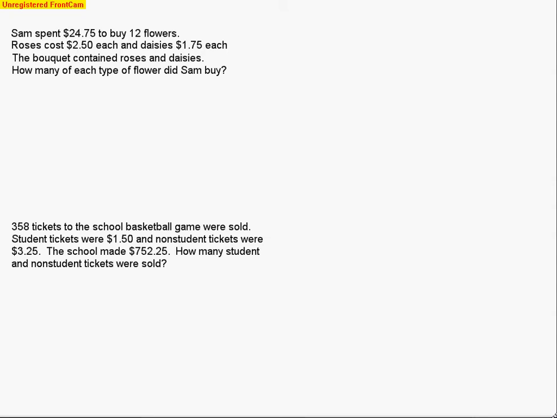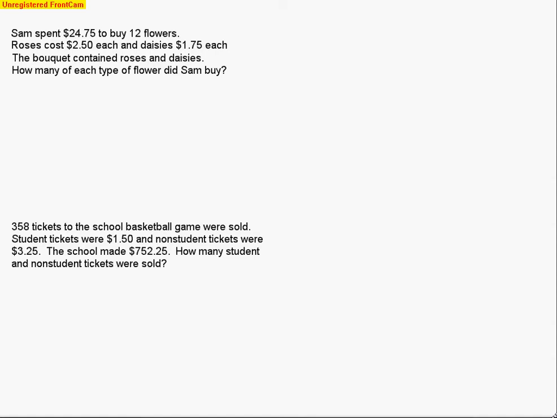In order to solve these two problems, we're going to write a system of equations. Let's take a look at the first one here. Sam spent $24.75 to buy 12 flowers. Roses cost $2.50 each, daisies $1.75. It asks us to find out how many daisies and how many roses there were.